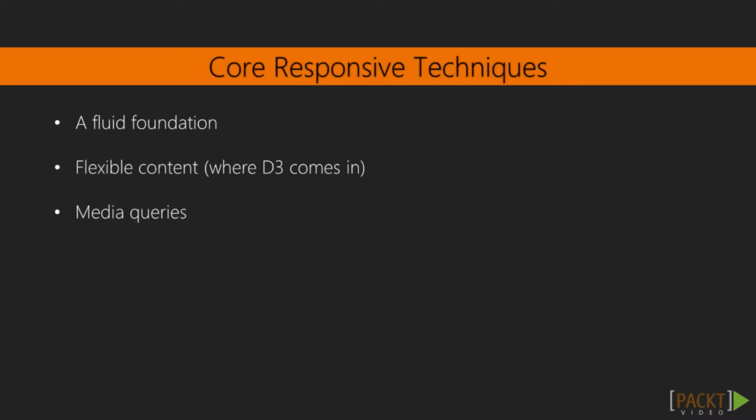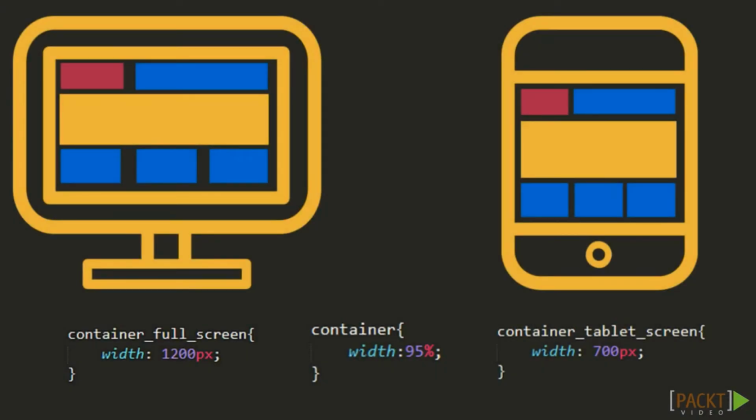Ethan focuses on 3 core techniques for keeping your projects responsive. 1, a fluid foundation. 2, flexible content. This is where D3 comes in. And 3, media queries. A fluid foundation involves moving away from pixel measurements and towards proportions onto which a page can be divided. This is where the mobile-first aspect comes into play. If you can establish a fluid foundation that gives crucial info and functionality to users on the smallest devices, scaling up should be a piece of cake.